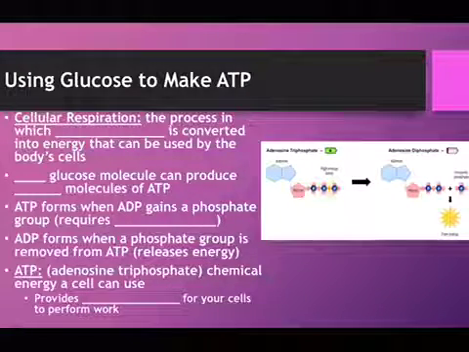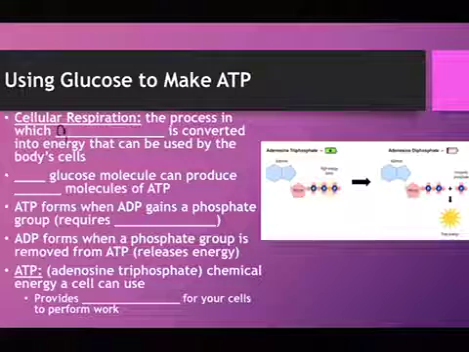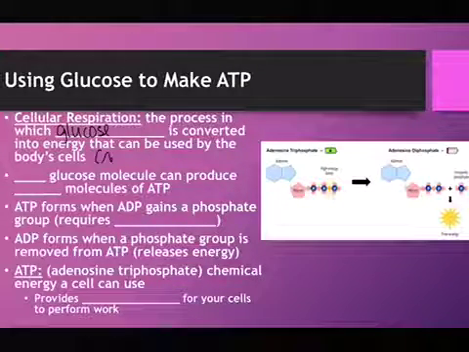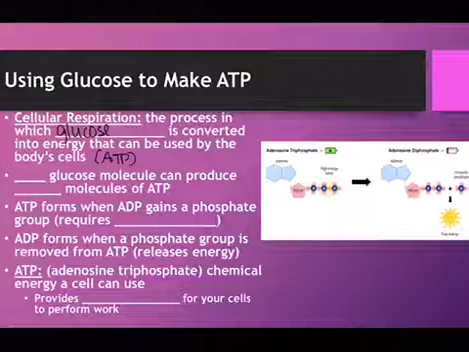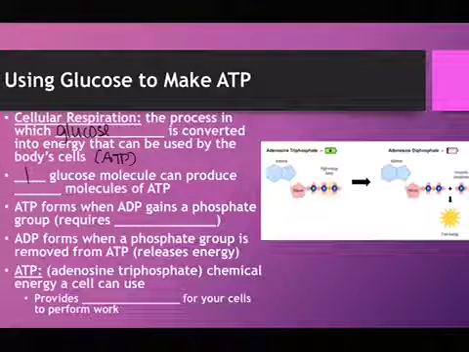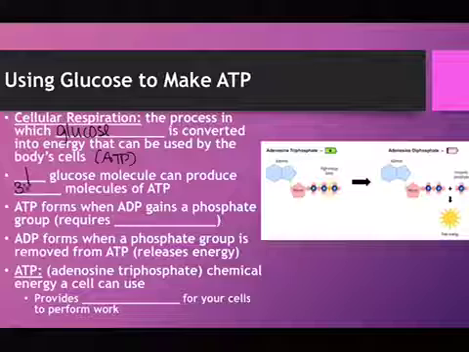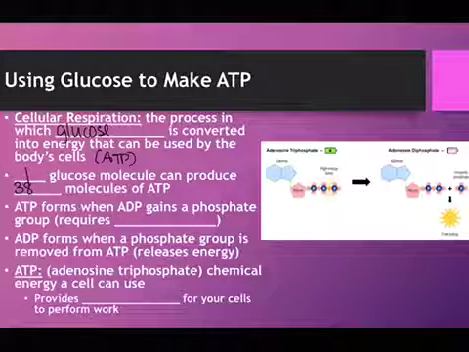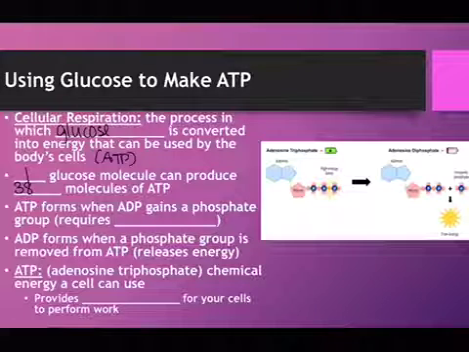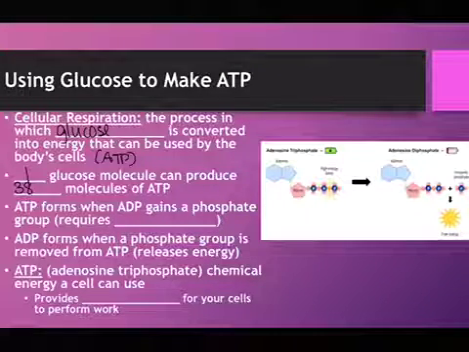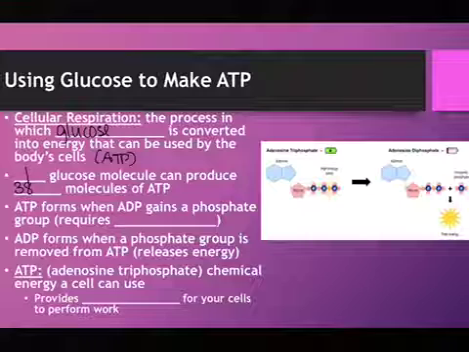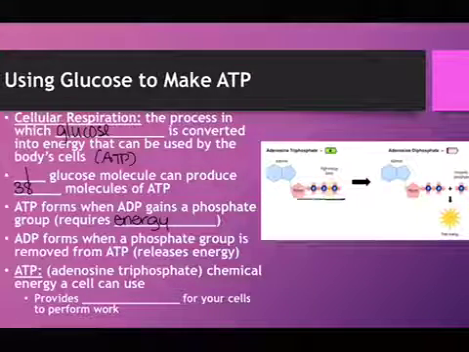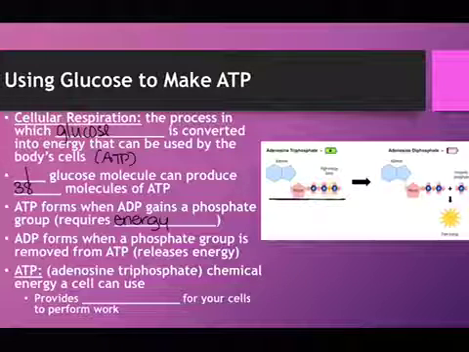So cellular respiration is the process in which glucose is converted into ATP, or energy that your body can use. Out of one glucose molecule, we can make 38 molecules of ATP. ATP can form when you take ADP and it gains a phosphate group. This requires some energy. So let's take a look here at ATP first of all.